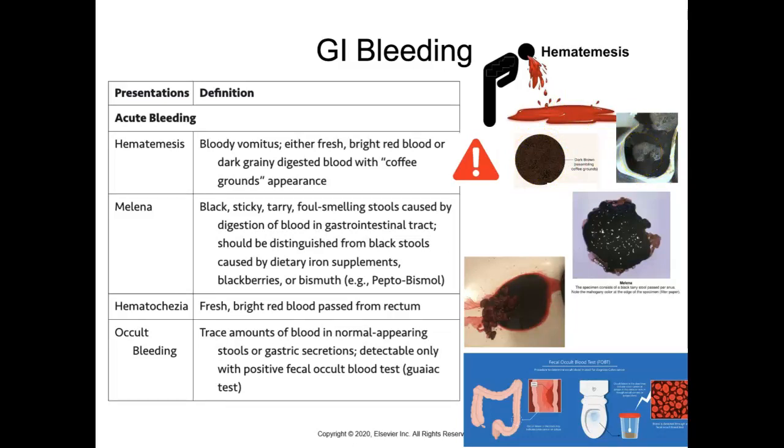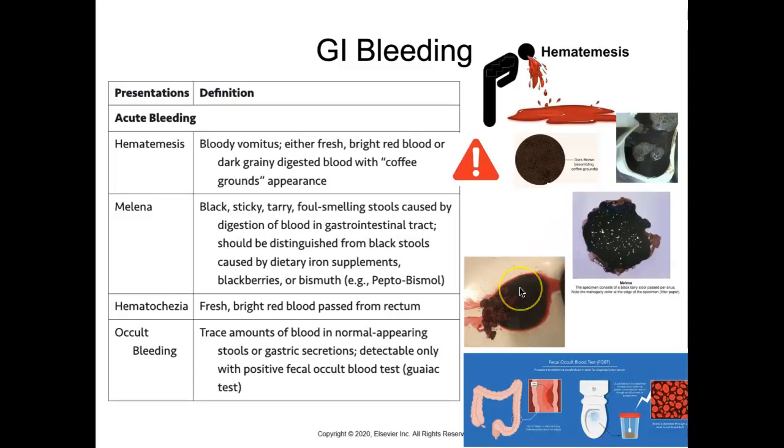Then we have melena, which is a black, sticky, tarry, and foul-smelling stool. And basically we have a digestion of the blood that takes place, and it looks like this over here. We can also see this type of stool if someone is taking dietary iron supplements, eating a lot of blackberries, or has taken bismuth, also known as Pepto-Bismol.